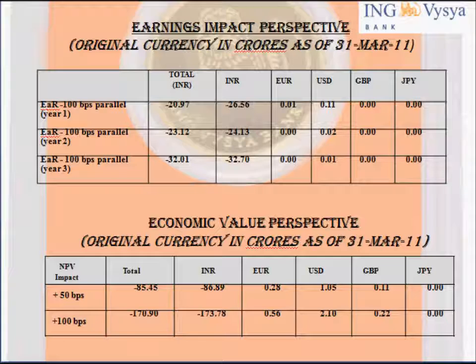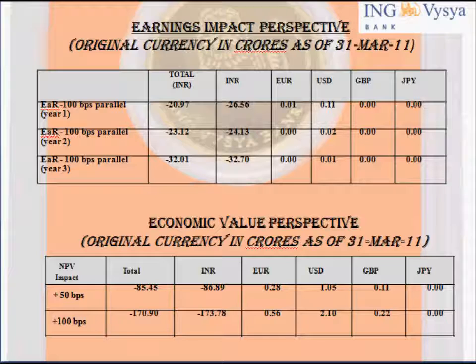Second comes the earning at risk, 100 basis points parallel, for the second year. The total was minus 23.12, in Indian rupees minus 24.13, in euro zero, in USD 0.02, and in sterling and Japanese yen zero. For the third year, the total was minus 32.01; for Indian rupees minus 32.7, for euro zero, for USD 0.01, and for sterling and Japanese yen zero.